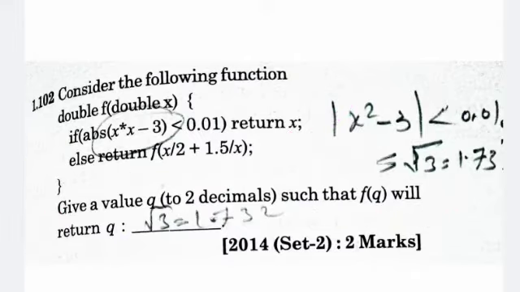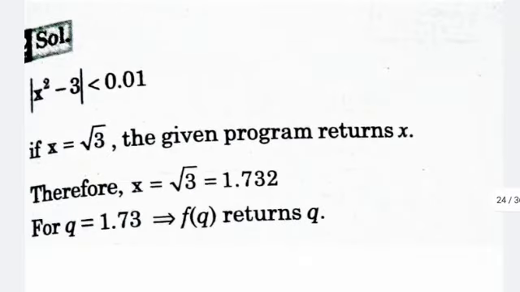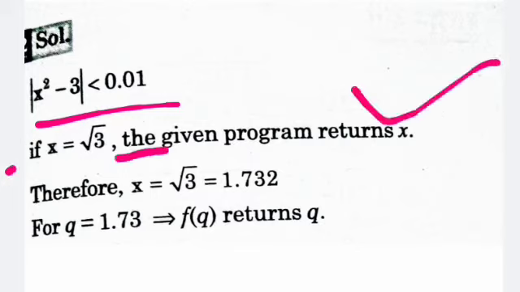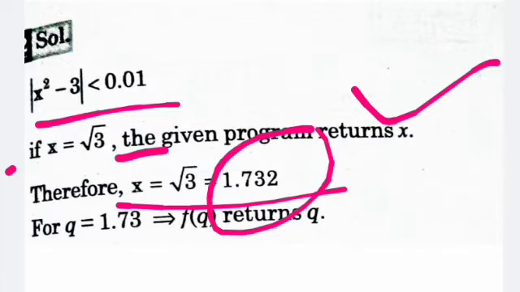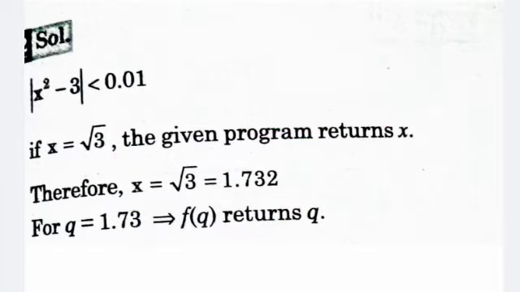Now come to the solution of this question. Here the solution is given: mod of x squared minus 3 is less than 0.01, which is already given in the program. Now if x is equal to root 3, the program returns x. Therefore x equals root 3, that is 1.732, which means the value returned by the function f(q) is the value of q, that is 1.73. Now come to the next question.